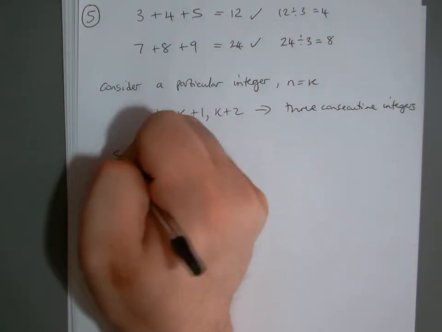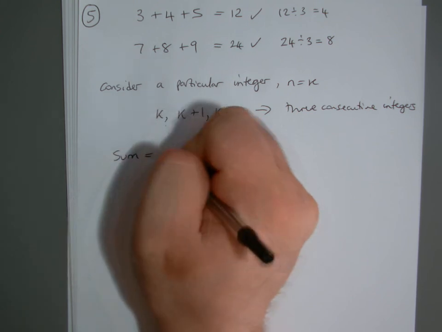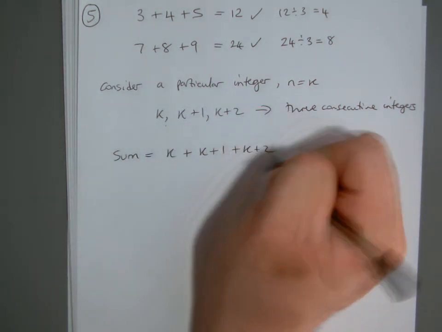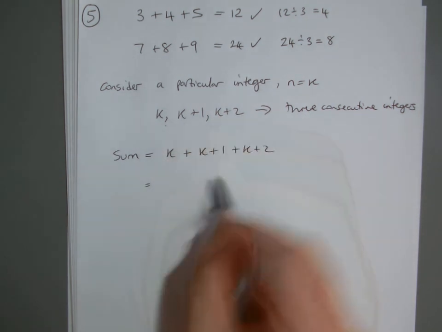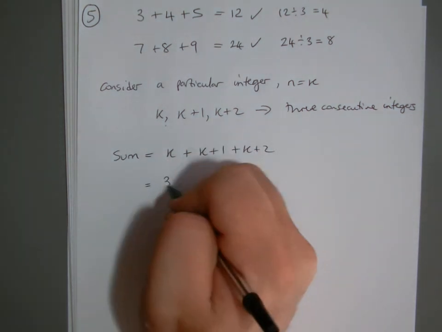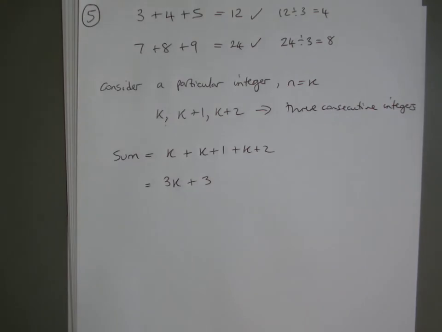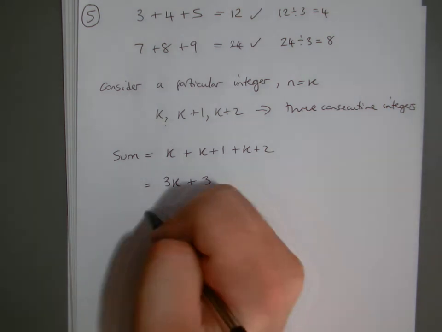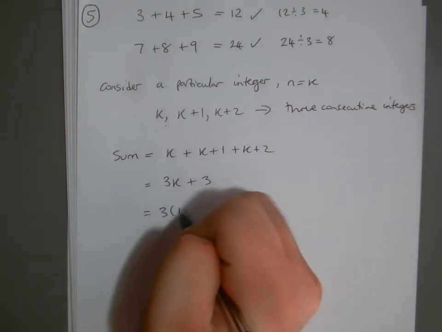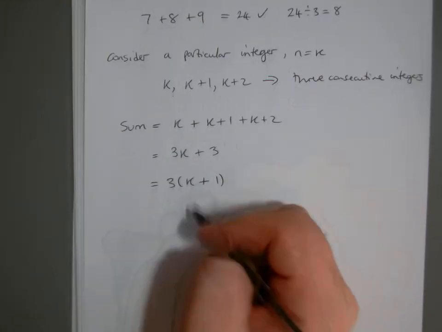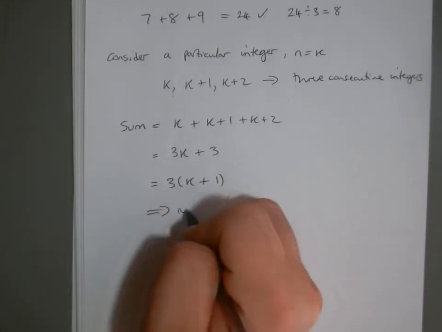Now if we look at the sum of them, k plus k plus 1 plus k plus 2, all you've got to do here is bring the k's together, which would be 3k, and then the numbers together, 1 and 2 is 3. So 3k plus 3, and you can see it's got a common factor of 3, so I can take that out and write it like that. That means the sum is a multiple of 3.